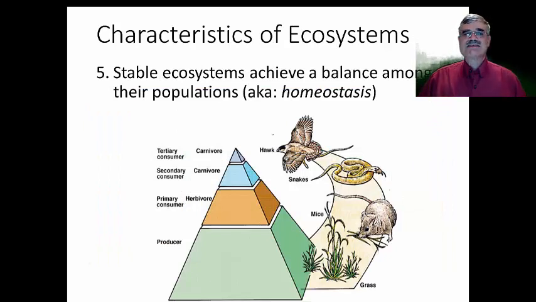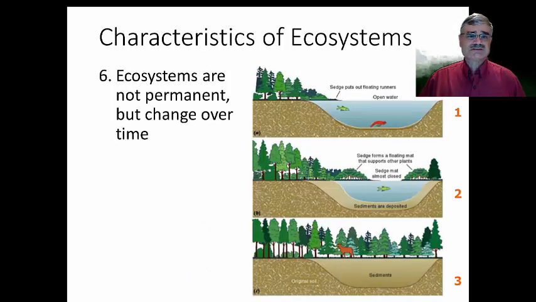Another characteristic is that ecosystems tend to be relatively stable. They achieve a balance in population of the different species, the producers, the herbivores, the carnivores, and that this balance can be fairly stable over a period of time. We might think of this as the population of various species within the ecosystem. But we also know that the ecosystems aren't permanent. They can change with time.